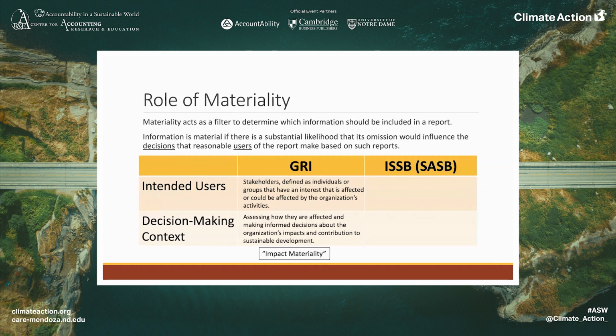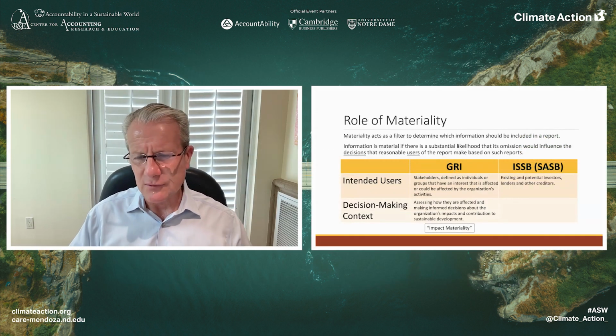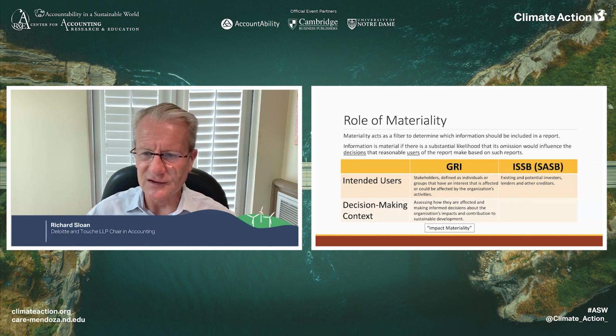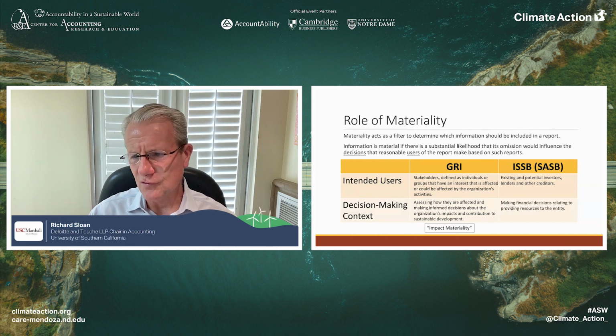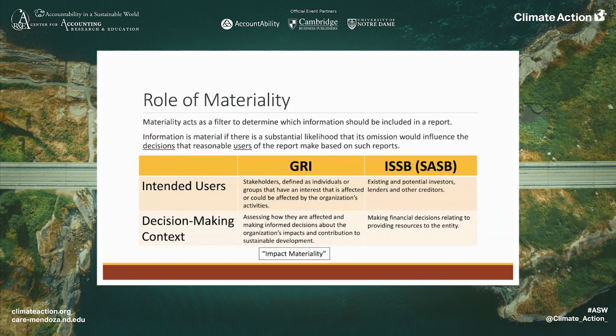Now, if we turn to the ISSB, their intended users are much narrower here. It's existing and potential investors, lenders, and other creditors. And the decision-making context is making financial decisions relating to providing resources to the entity. It's basically investors making investment decisions. And this is typically called financial materiality. It might sound familiar because it's exactly the same definition of materiality that's used in traditional accounting standards and financial reporting.